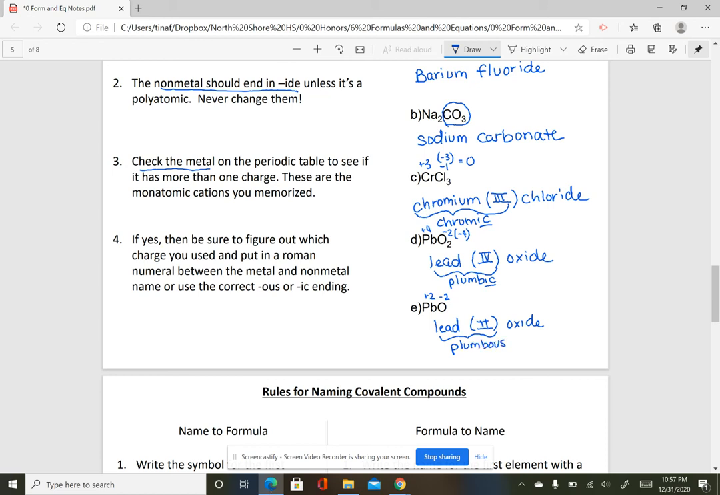OUS for low, oxide. Okay, I'm going to give you guys some practice with naming, and then in our next video, we're going to talk about covalent compounds. All right.